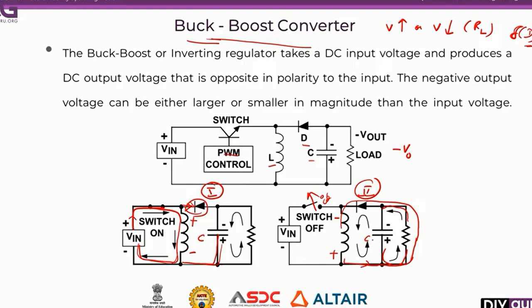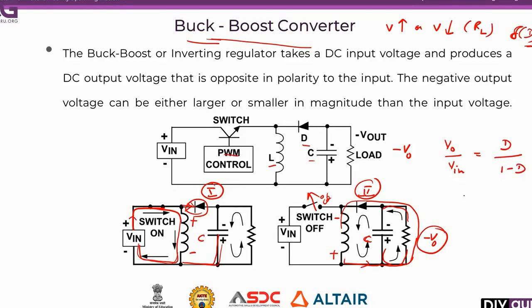Since the capacitor terminal is reversed, the output voltage will be the voltage across the capacitor, so you will get a negative output voltage here. If I find the total voltage by integrating both the modes, for simplicity I am removing the calculation, V0 divided by Vin is equal to D divided by 1 minus D, where D is the duty ratio.